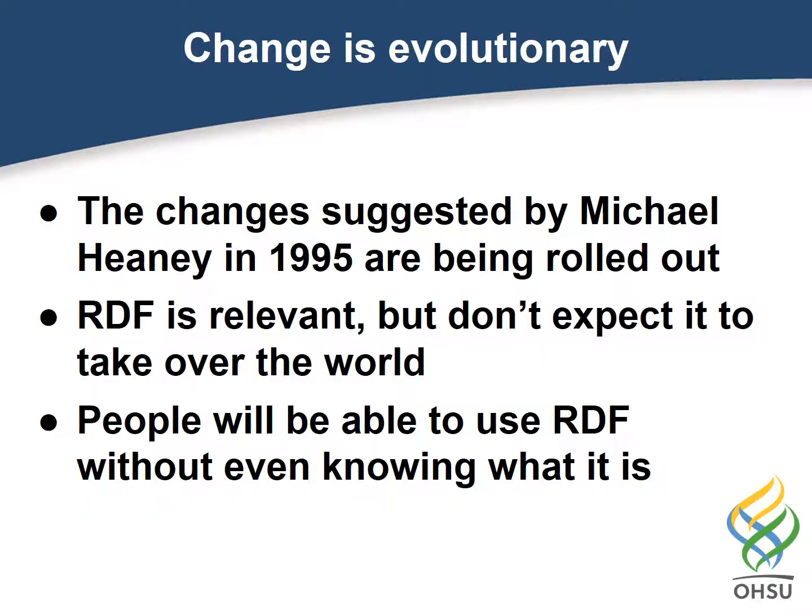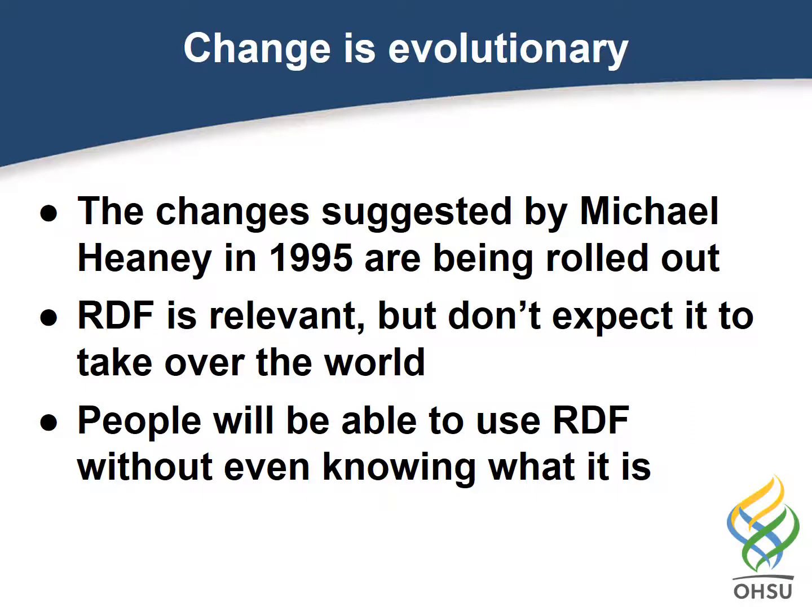So one of the things I would suggest is that as libraries use RDF more and more, the change will be very evolutionary. And in fact, some of the very specific changes that Michael Heaney recommended in 1995 are actually being deployed in OCLC. You'll see the identifiers in there, and the idea is that over time, you're going to have more and more systems that understand these identifiers, and eventually they don't need the text string at the beginning. I would not expect it to take over the world for a lot of reasons, mostly due to the complexity, and also that it's really not the right tool for everything.